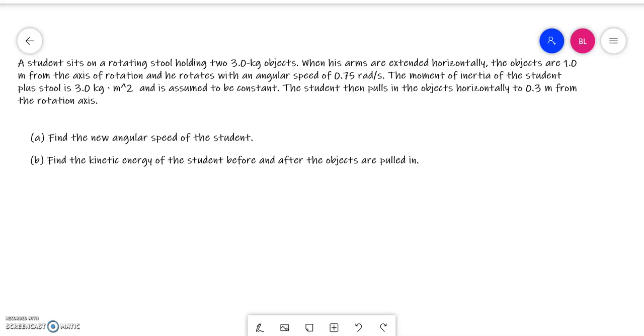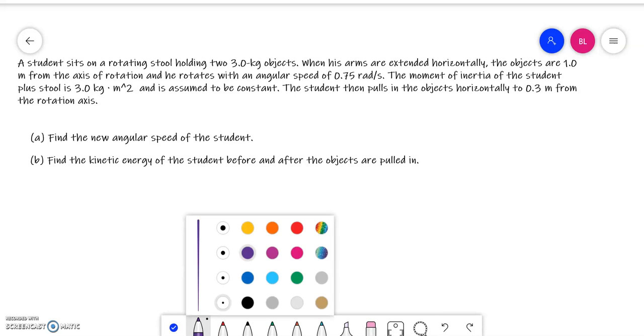The moment of inertia of the student plus the stool is 3 kilogram meters squared and is assumed to be constant. The student then pulls in the objects horizontally to 0.3 meters from the rotational axis. Part A asks us to find the new angular speed of the student. So we'll do this using the conservation of angular momentum.